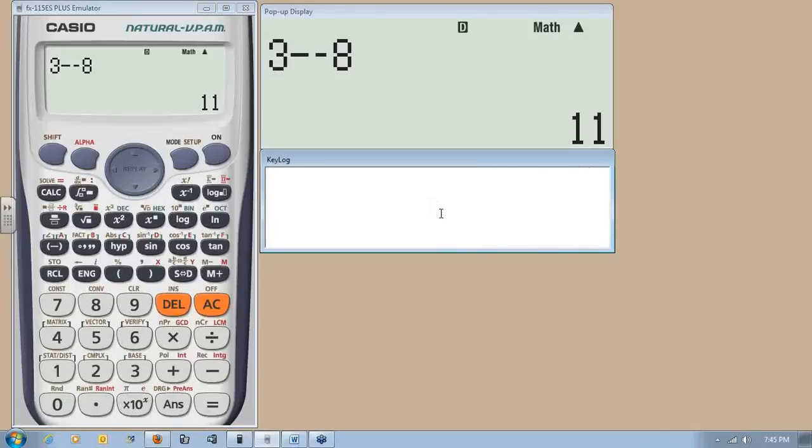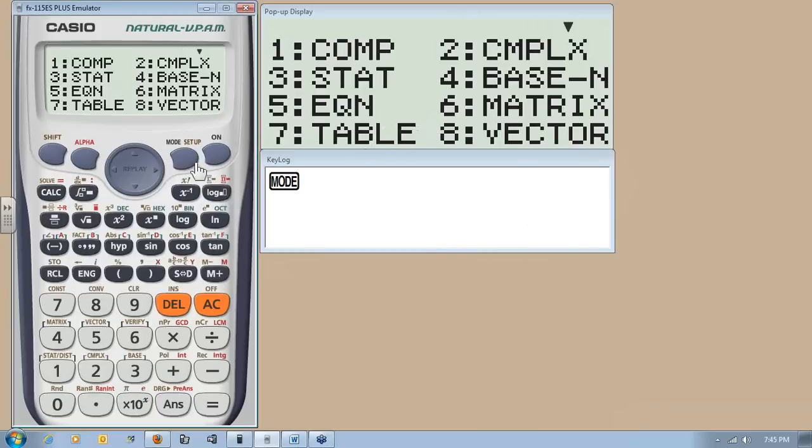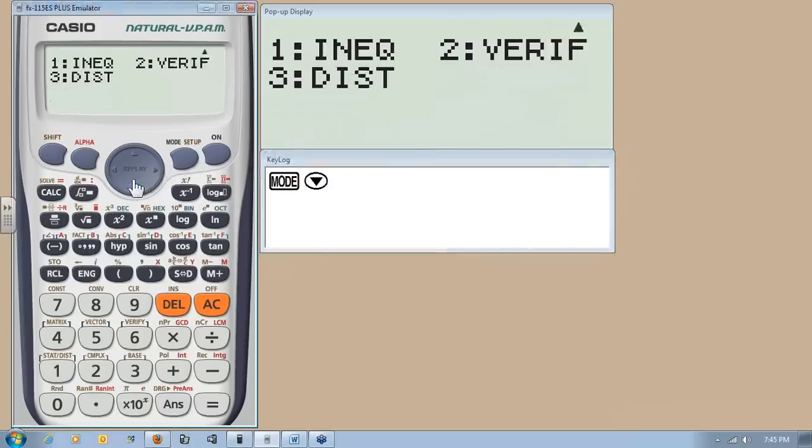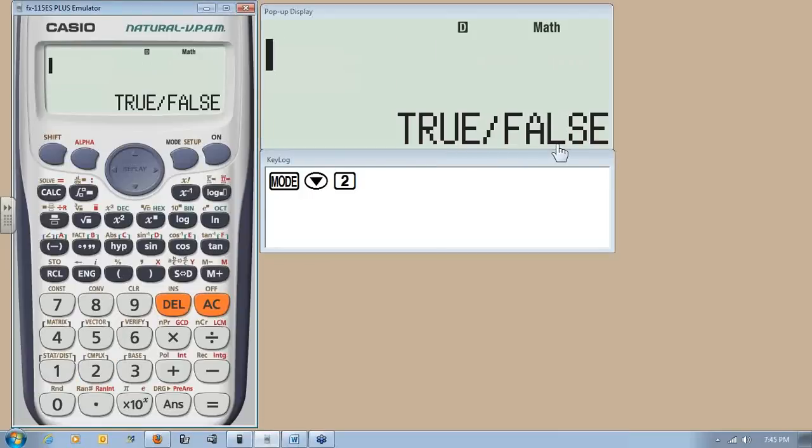We haven't even explored any of the other modes yet, so I'm going to go into my favorite mode of all, which is the verify mode. So I'm going to go into mode. Verify mode, toggle down, is on the second screen, number 2. The verify mode will say true or false. This is a true false engine, which basically you can use at any level of student, any grade, you name it. You can do this with just about any age student you want.